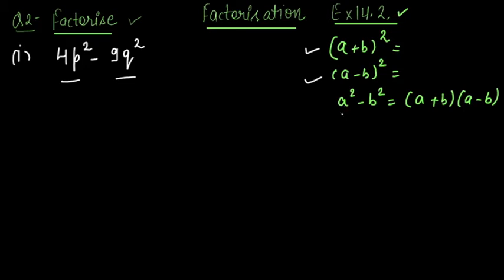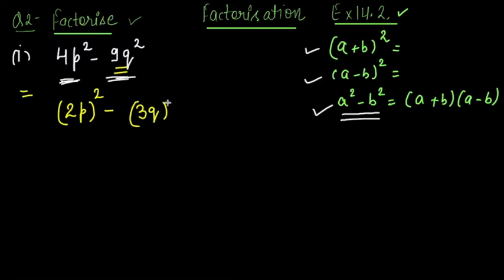But if I think about this third identity, which is a square minus b square, right? So directly we have to think, whenever we have perfect square numbers which can be converted into the form of a square minus b square, we can factorize that given expression. Now how? This is your 4p square. I can write it as 2p whole square minus, this 9q square is again a perfect square because 9 can be written as 3 and q square, so 3q whole square.